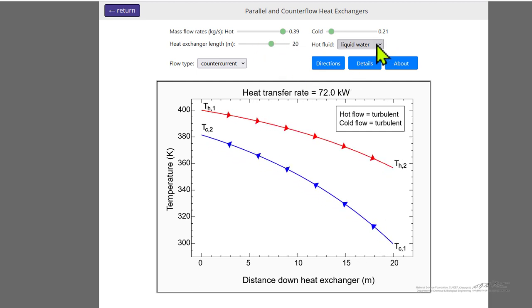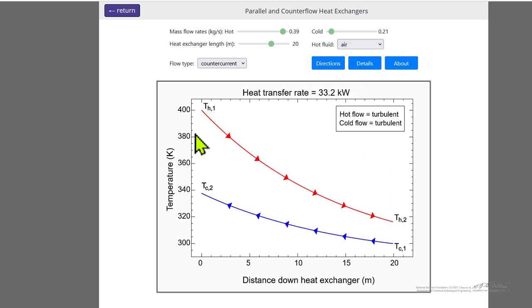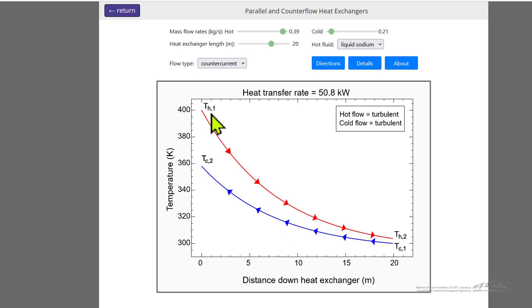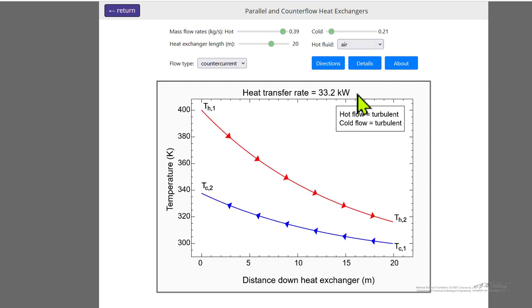The fluid, instead of liquid water, for the annular region, we can have air. Of course, air doesn't have the same heat capacity, and so we get a much bigger temperature change for air. Or we can use liquid sodium. Observe, of course, there's a pretty big temperature change, but the heat transfer rate, if we compare liquid sodium to air, we see a difference in heat transfer rates.